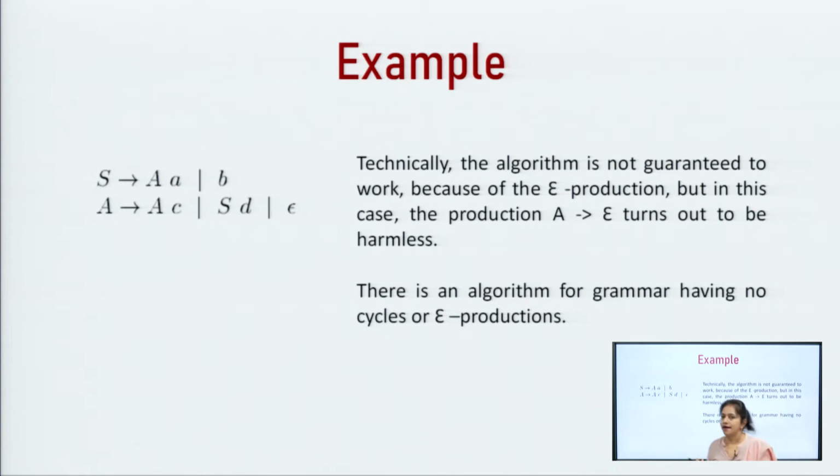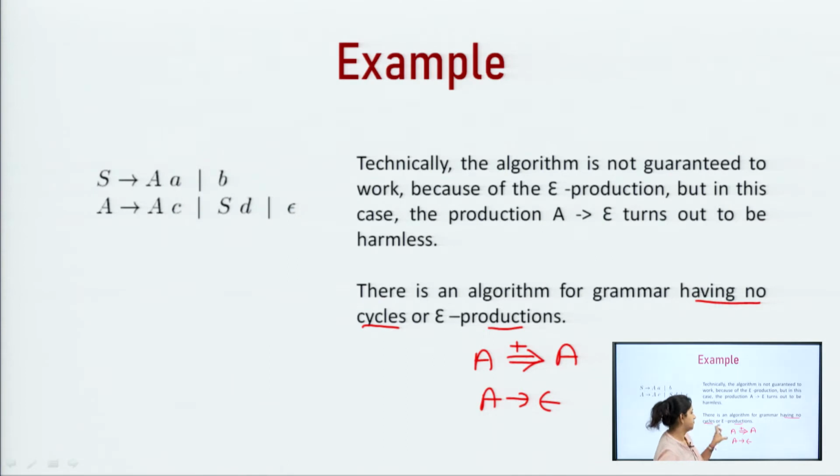In the algorithm there are certain assumptions or requirements. The grammar should not have any cycles or null productions. It means the algorithm will not work for a grammar that has cycles. Cycles mean a production like this, A derives A in one or more steps, meaning a certain derivation step where we get this, or A to epsilon. So, if it is so, first we will eliminate cycles and null productions from the grammar and then we will apply the algorithm.